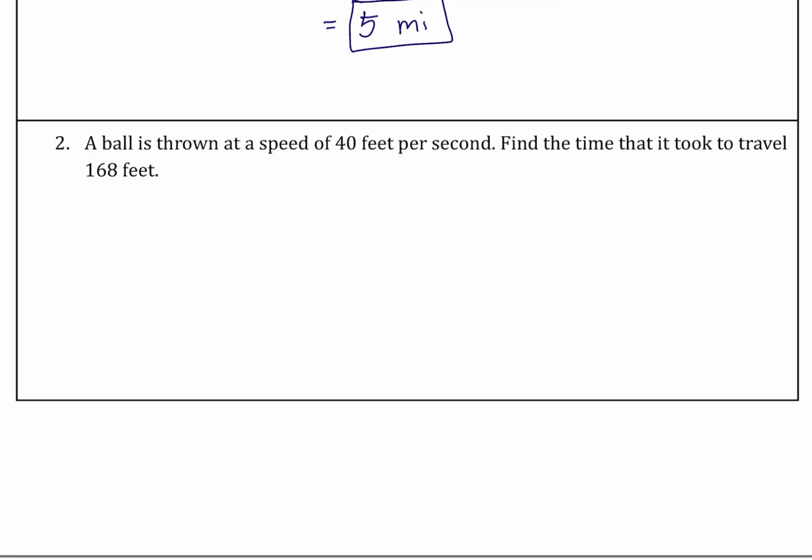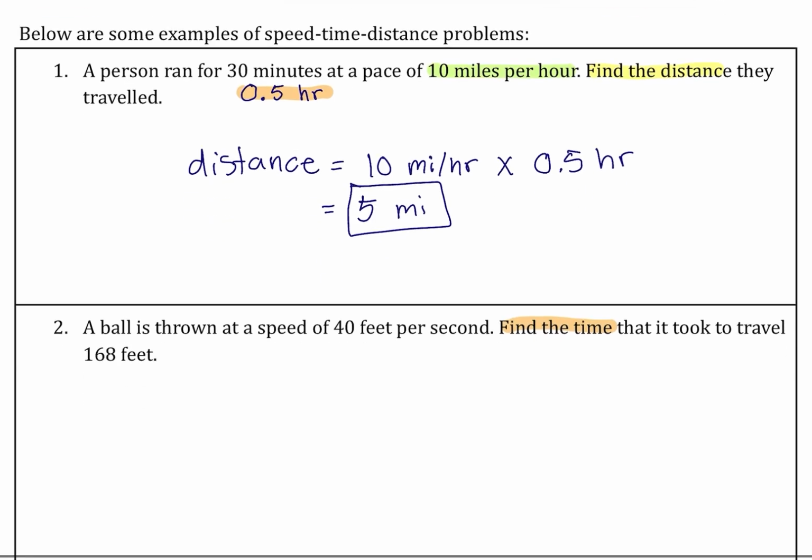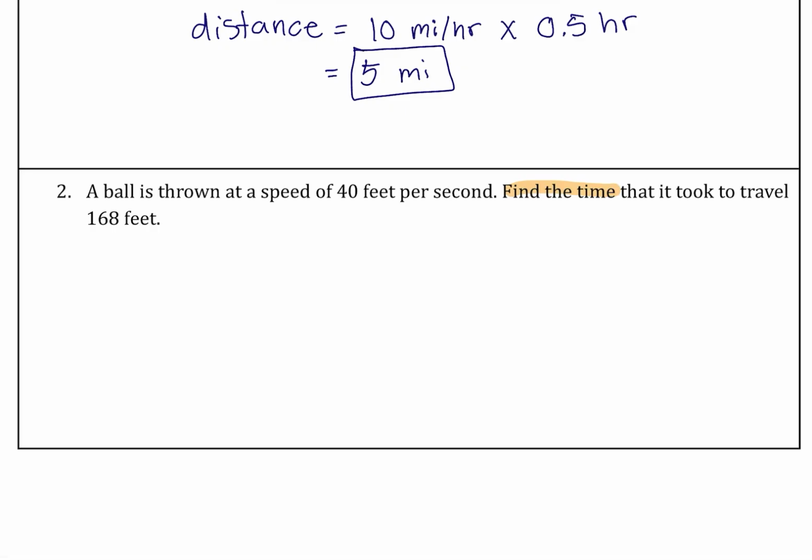Let's look at another example. In example 2, we're given that a ball is thrown at a speed of 40 feet per second. We want to find the time that it took to travel 168 feet. Notice that in this question, we're being asked to find the time, so we want to choose the equation that is solved for time. That's going to be this third equation here: time equals distance divided by speed.